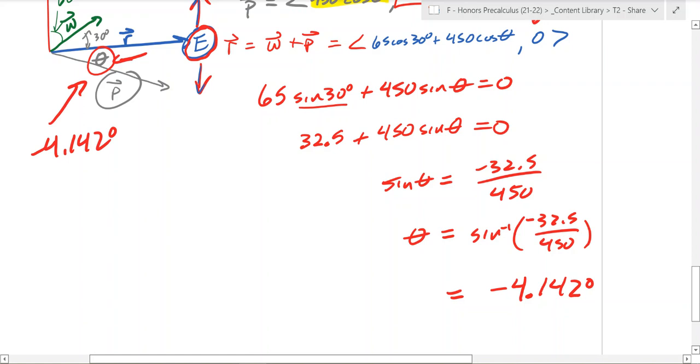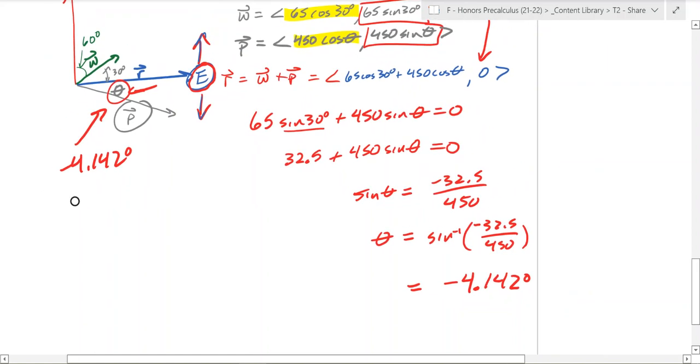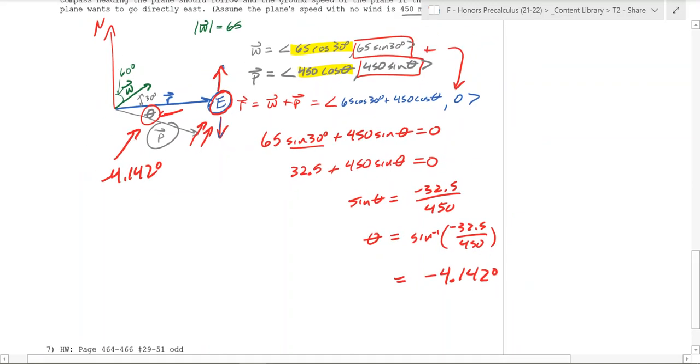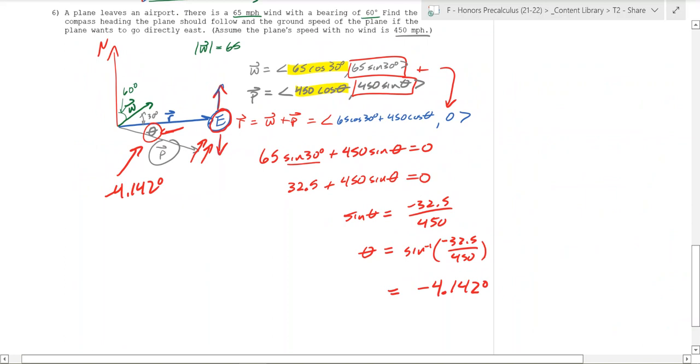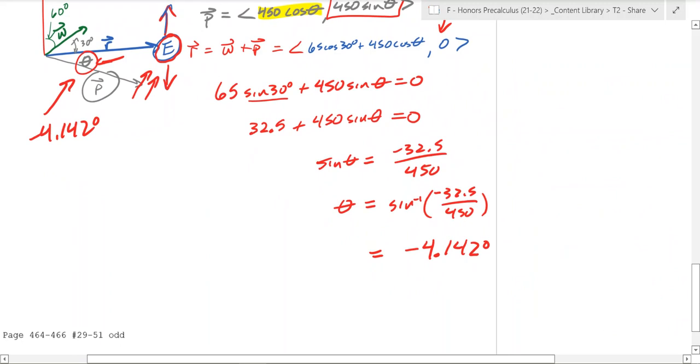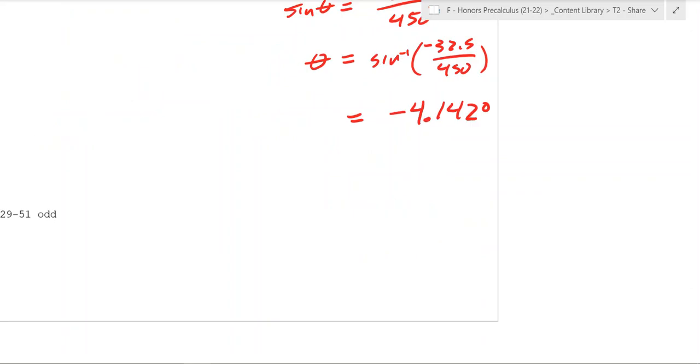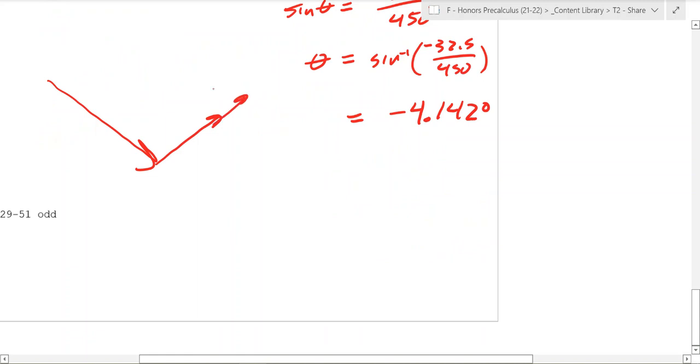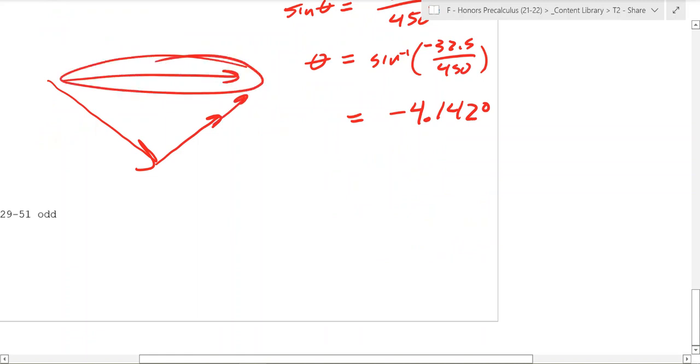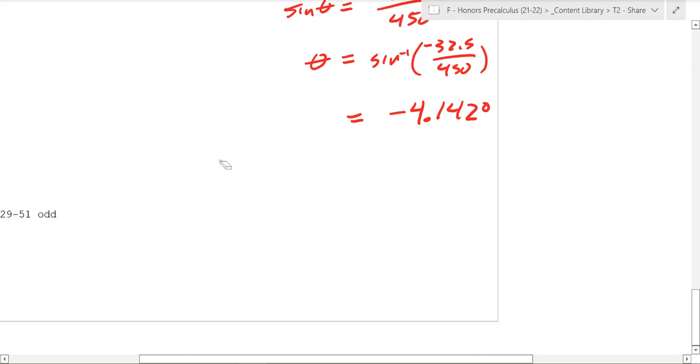So the plane should point itself a little bit not to the east, a little bit below east, because the wind is going to push it up to go directly east. Now, what's going on here is the plane is trying to do this, but it's being blown to here all the way to the east. So this is the resultant vector, which is longer than the plane's initial path if it had no wind. So the new resultant speed needs to be found from the vector, which we don't have yet, but we will.